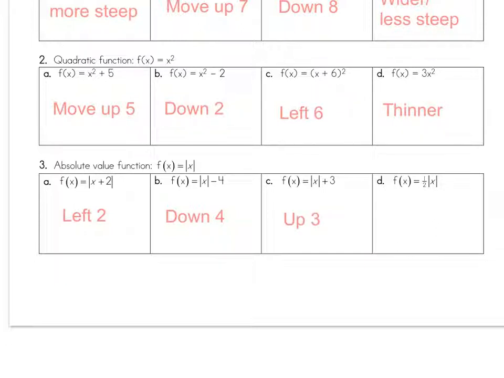So what we did with this absolute value, that V-shaped function, is in A, we moved it left 2, B, we moved it down 4, C, we moved that V up 3, and D, we have a 1/2 as a coefficient. So what does that do? Well, it's either going to make it wider or thinner, and because it's smaller than 1, it will make it, you got it, wider. And the reason that this happens is because the slope is becoming less steep, therefore making the two V's, or the two parts that make up the V, wider. They're a little bit more spread out.